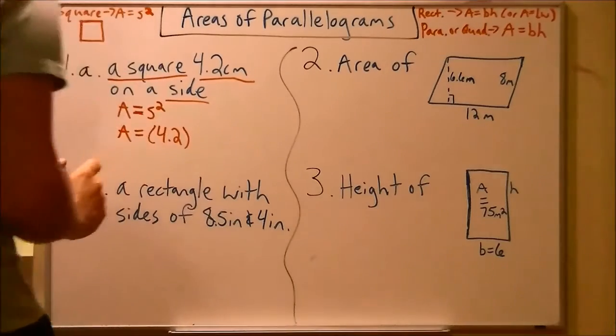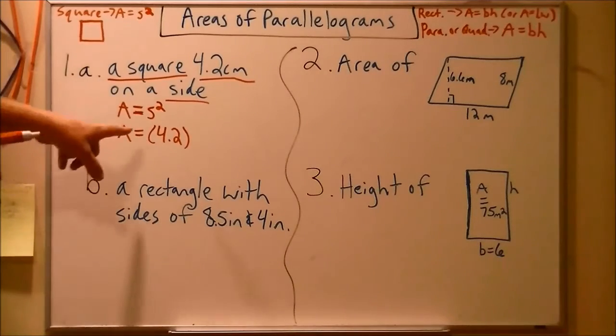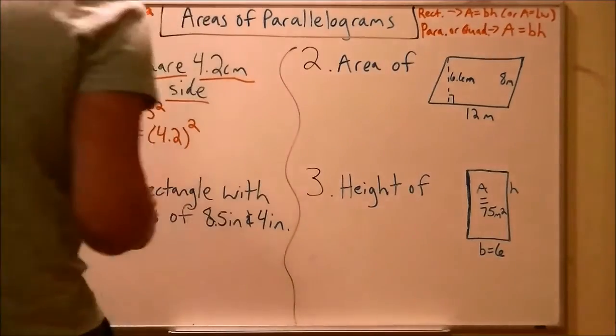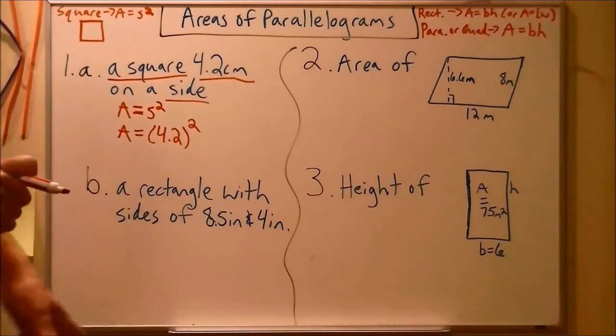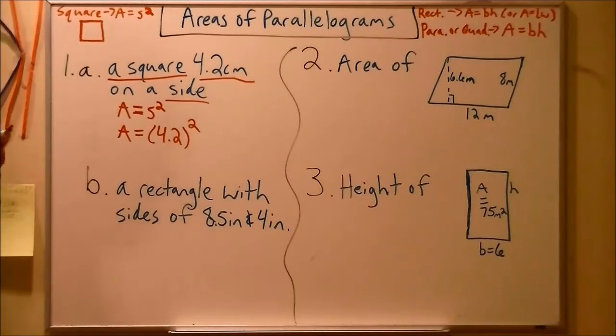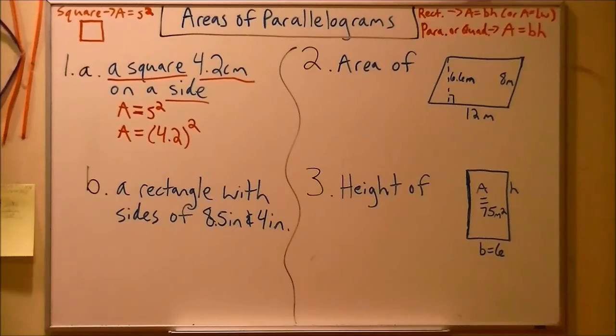And remember, whenever I plug in a number for a variable, I always want to put that in parentheses. This case is not going to make a difference, but in some cases it does. So make sure that you do that just as a good rule of thumb. Don't forget though, your squared, your 2 as an exponent. And remember guys, this is not 4.2 times 2. Rather, this is 4.2 times itself, which is 4.2.